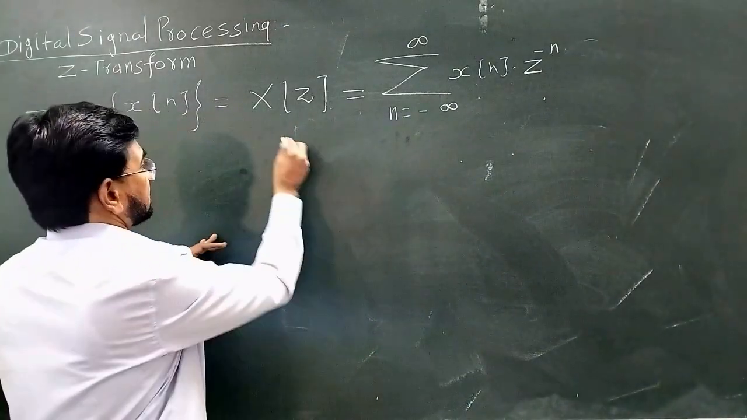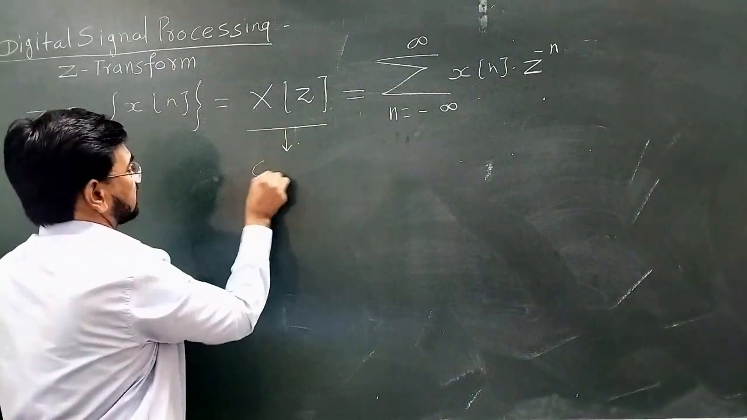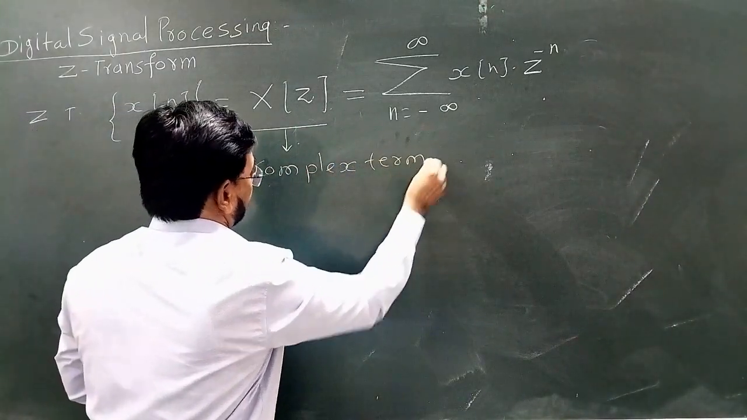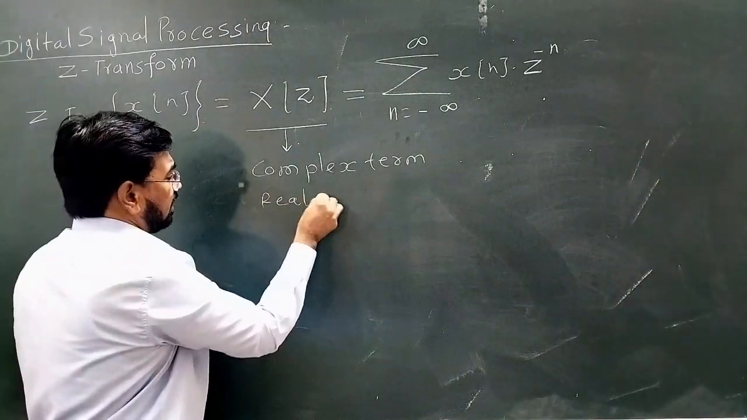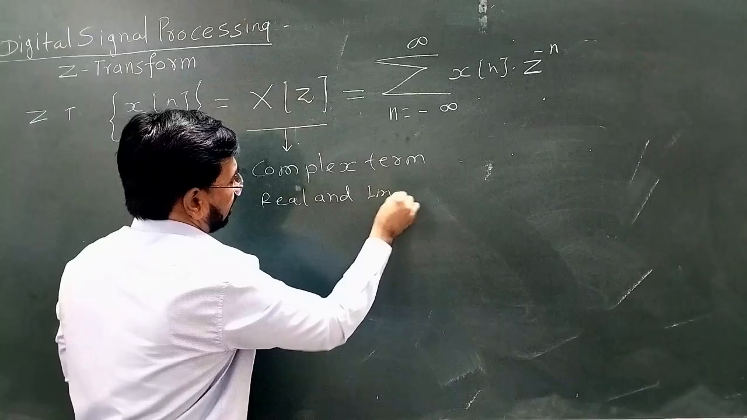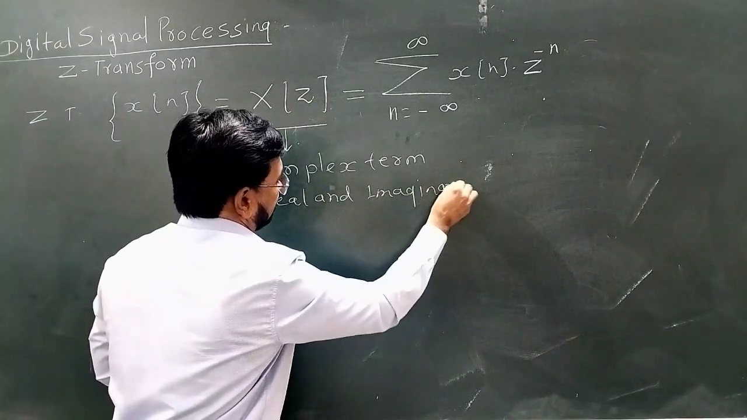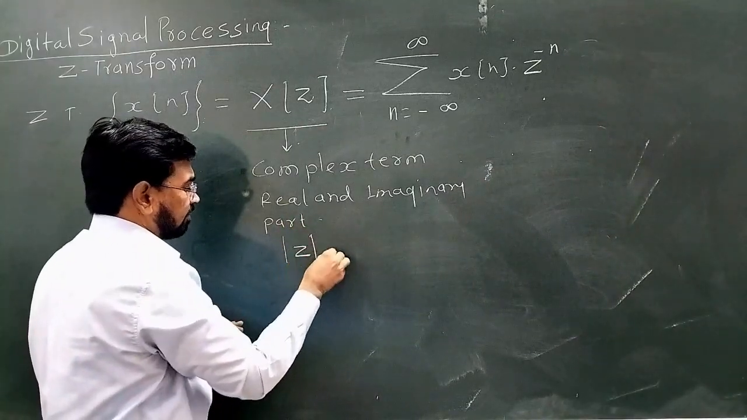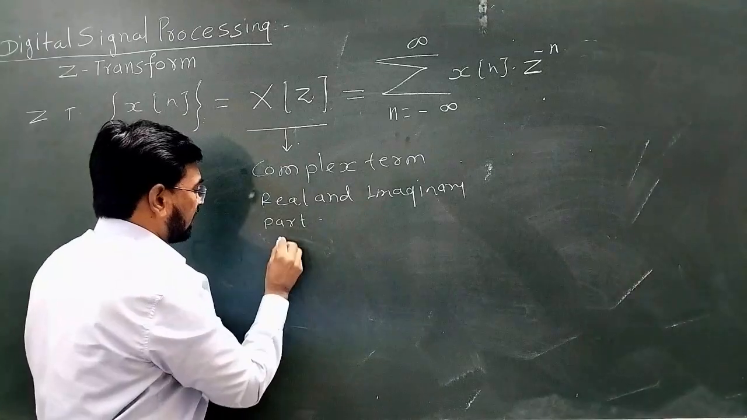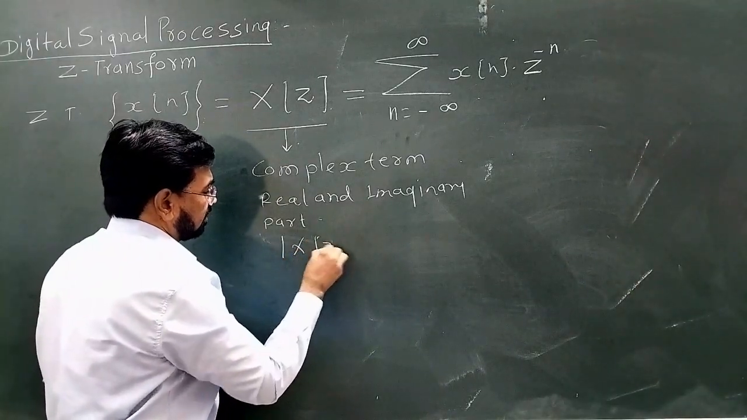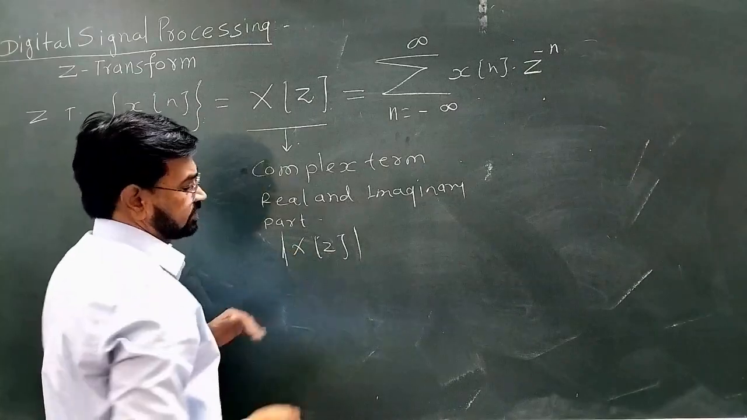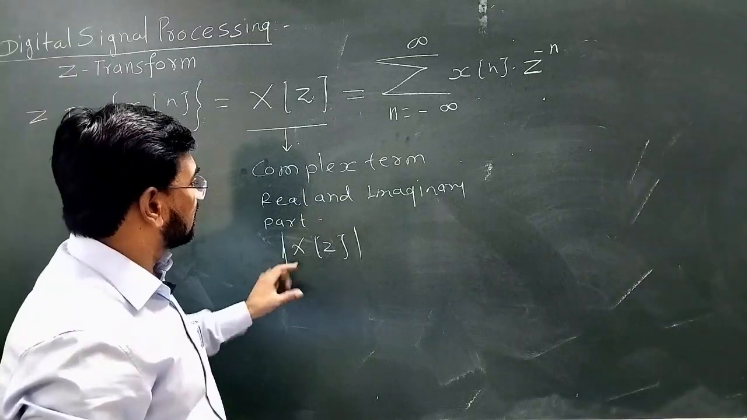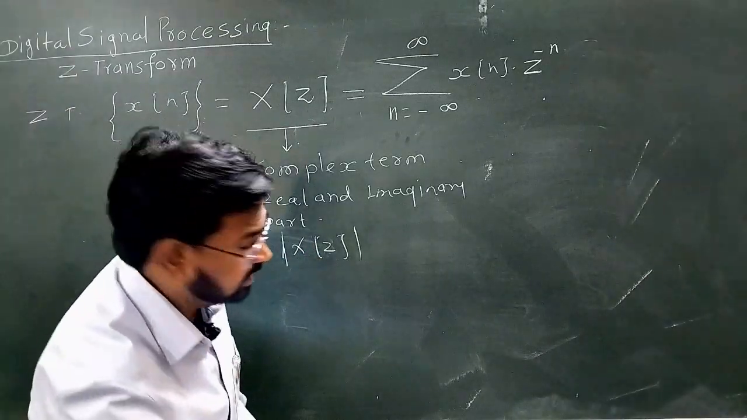And what is X of z basically? X of z is a complex term. It has a real and imaginary part. We can find the magnitude of X of z by using some equations, as we used in the Fourier transform and Laplace transform too. Now, where to represent this Z transform?